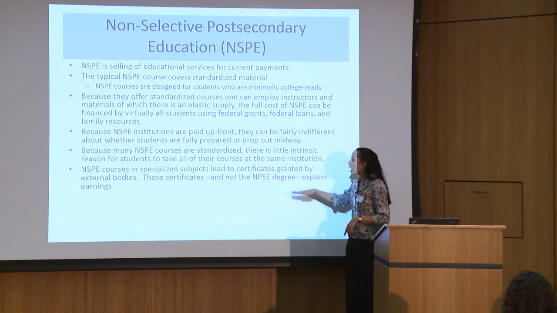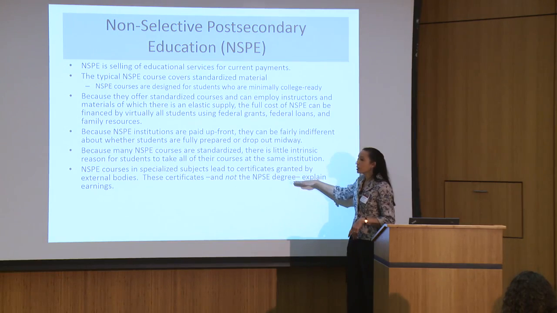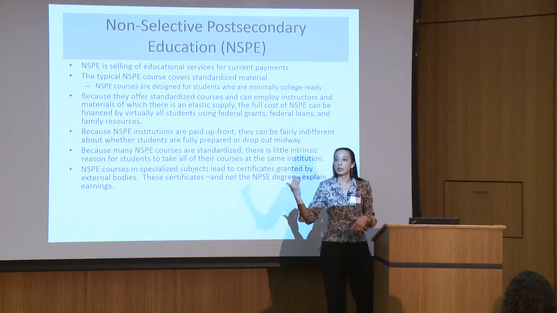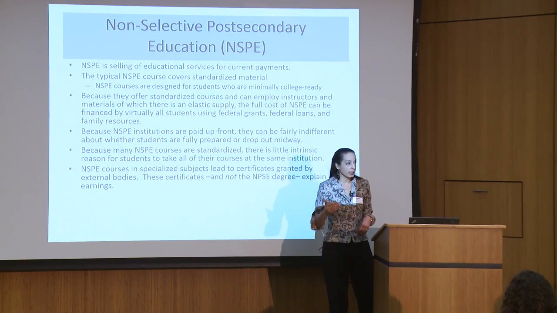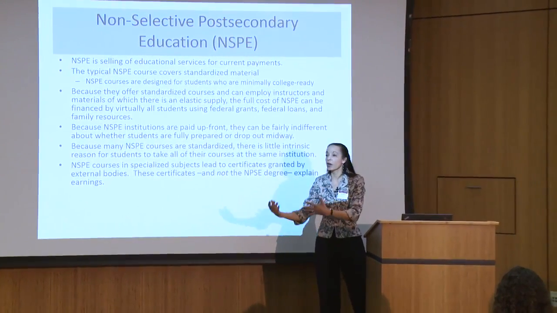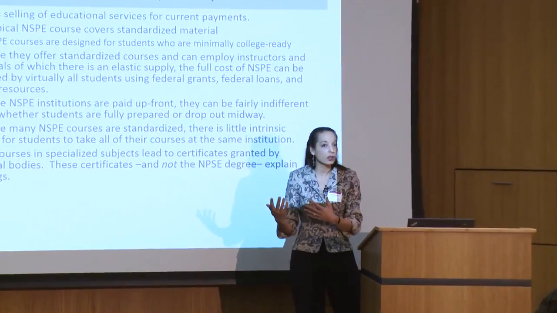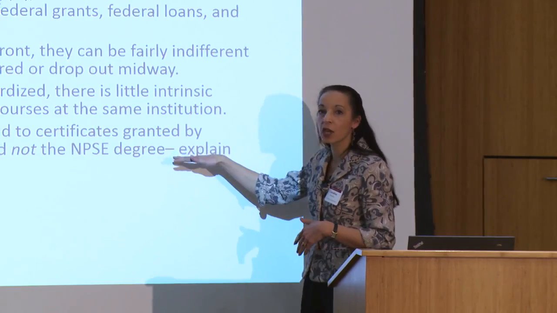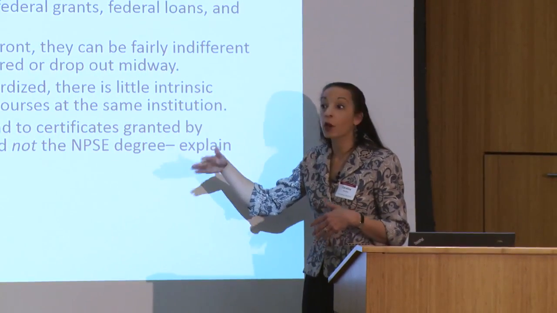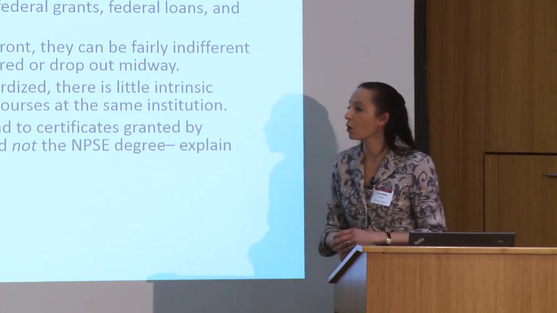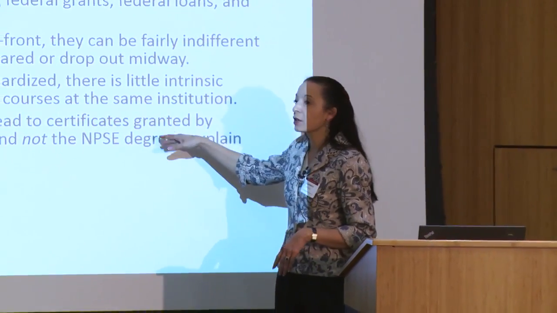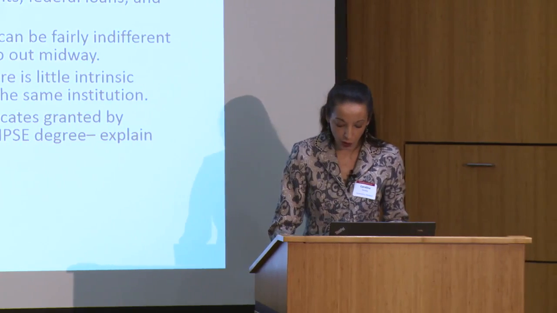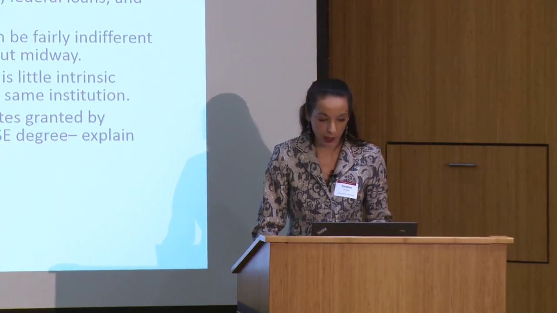And the courses that they do offer in specialized subjects tend to lead to certificates that are granted by outside bodies. Okay, so I could get a certificate granted by an engineering or technical association or a health association or something like that. Some type of a nursing or nurse's aid certificate would be quite common. And it turns out that it is the certificates and not the degrees that really explain whether or not you get returns for non-selective post-secondary education.